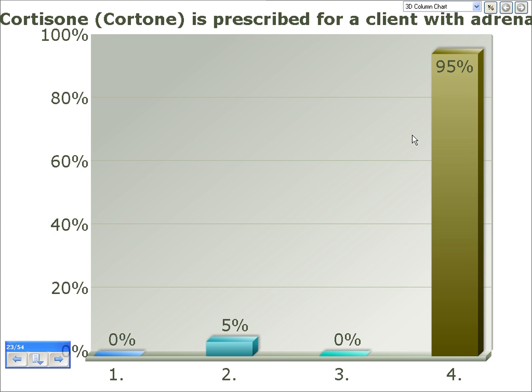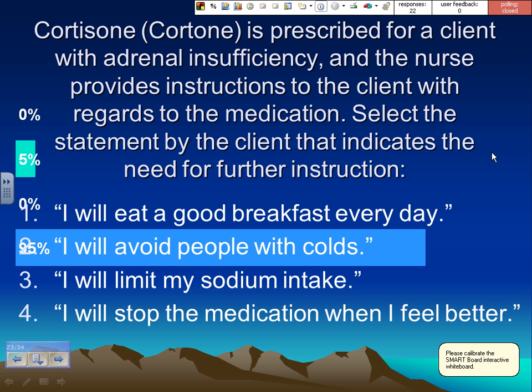Okay, 5% said avoid people with colds, 95% said I'll stop the medication when I feel better. Now I can tell you when I talk about meds that any statement by the patient that says I'm going to stop or reduce the dose or do anything like that when it comes to my medications is always going to be the wrong answer and indicate the need for further instruction. But this is one of those false options.